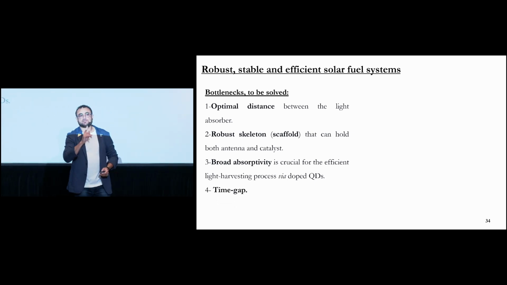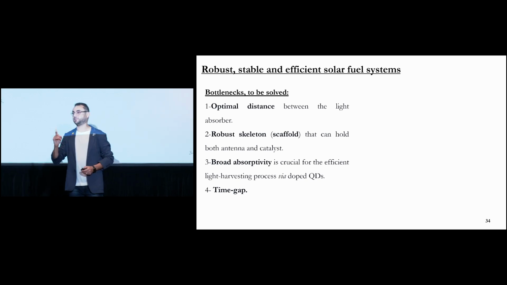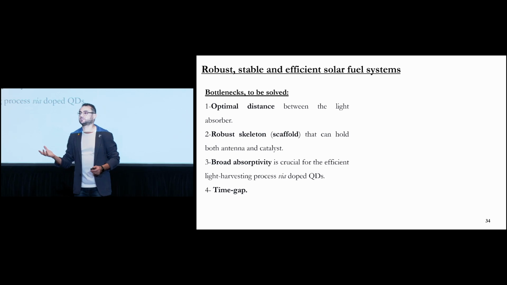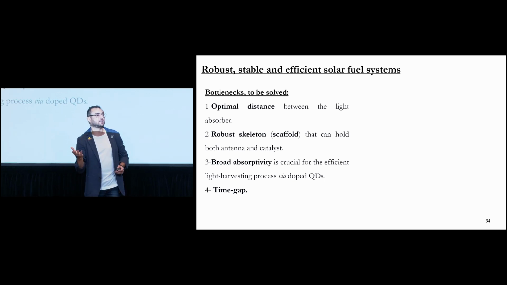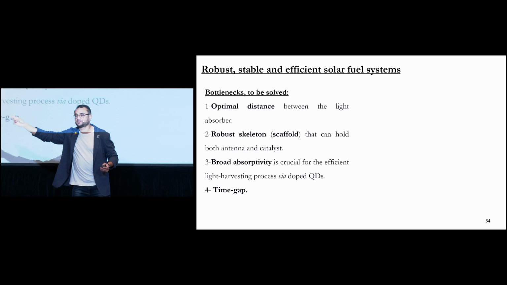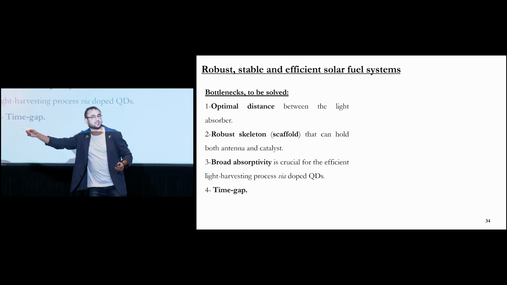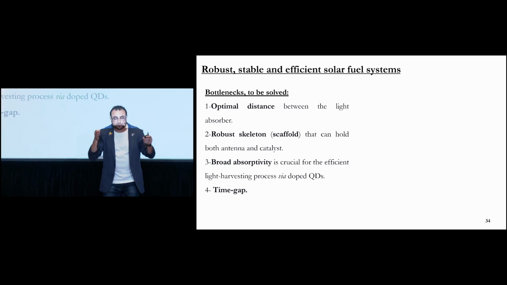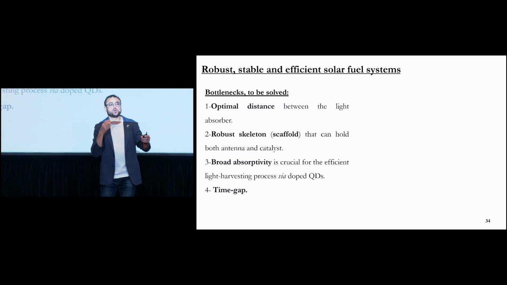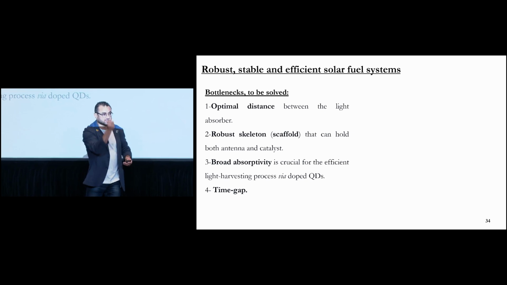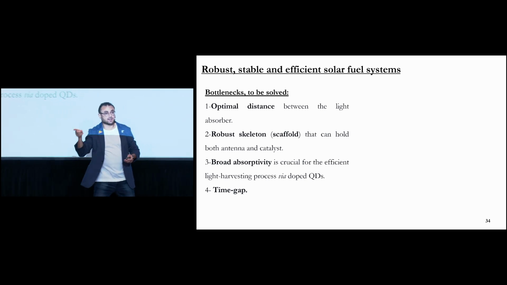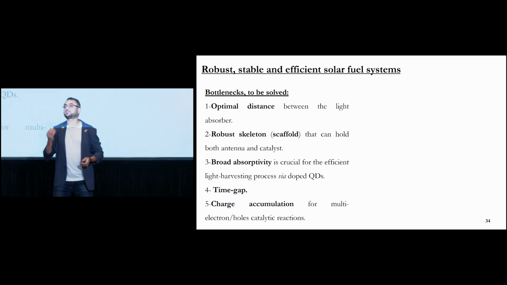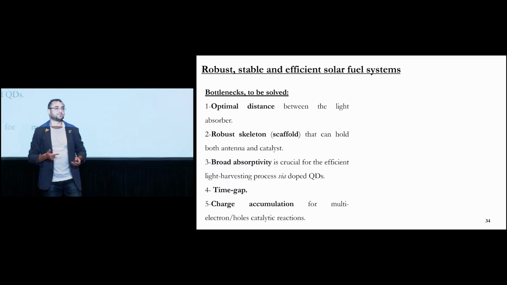And the very important one, you need to fill in the time gap. What does it mean? Light interaction with matter is very fast. It's femtosecond to picosecond time scale, while most of the catalytic reactions, or the electron harvesting or hole harvesting, are millisecond time scale. So there is a time gap. You need to fill that by having, for example, a material work as an electron store to hold the charge for some time until the catalyst is ready. And finally, most of the catalytic reactions are multi-electron, so you need to have charge accumulation.